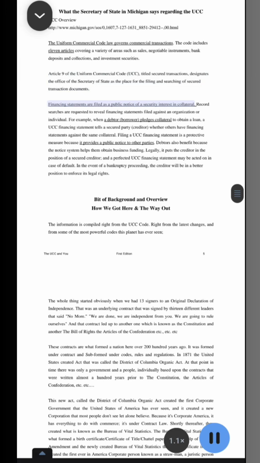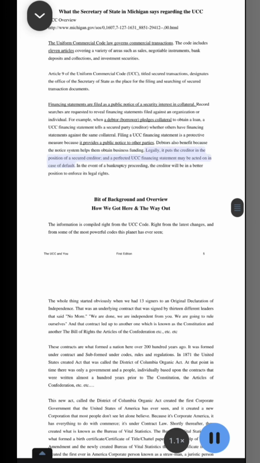Financing statements are filed as a public notice of a security interest in collateral. Record searches are requested to reveal financing statements filed against an organization or individual. For example, when a debtor-borrower pledges collateral to obtain a loan, a UCC financing statement tells a secured party creditor whether others have financing statements against the same collateral. Filing a UCC financing statement is a protective measure because it provides a public notice to other parties. Debtors also benefit because the notice system helps them obtain business funding.